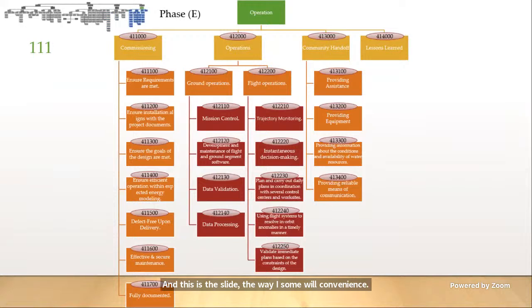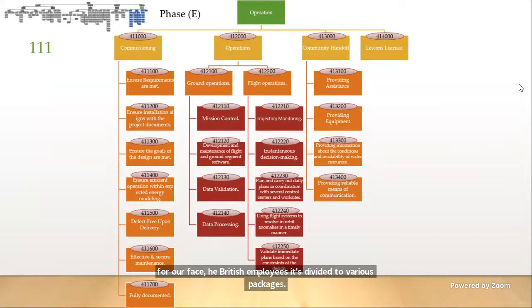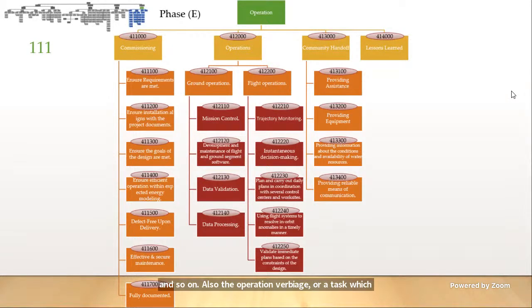So for our phase E, operation phase, it's divided into various work packages, such as commissioning, which includes ensuring that we meet our requirements, such as ensuring that the installation aligns with the documents, that we meet our goals, the efficiency of operations, and so on. Also, the operation package or task, which divides into 2 subtasks, the ground operations, such as mission control, maintaining the flight and ground software, and data validation and processing. The next one is flight operations, which includes trajectory monitoring, instant decision making, and so on.